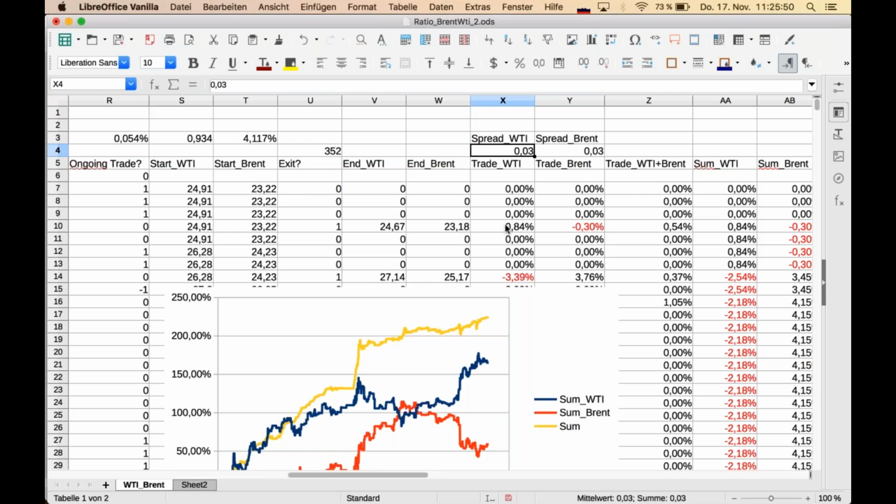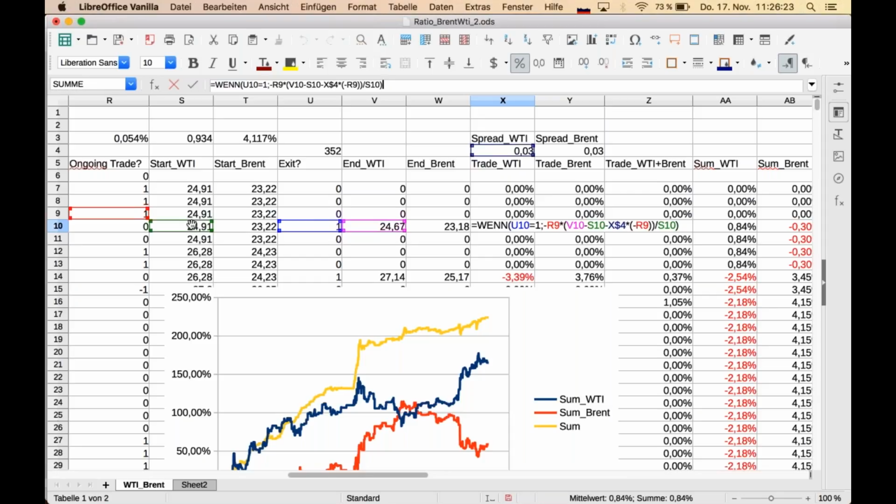But now how to introduce it? Let me describe it a little bit here and mark whatever is needed, because we have to consider the spread in the right direction. So we cannot simply take the result of our trade, and the result of the trade is an end value for WTI and the start value for WTI for that specific trade.